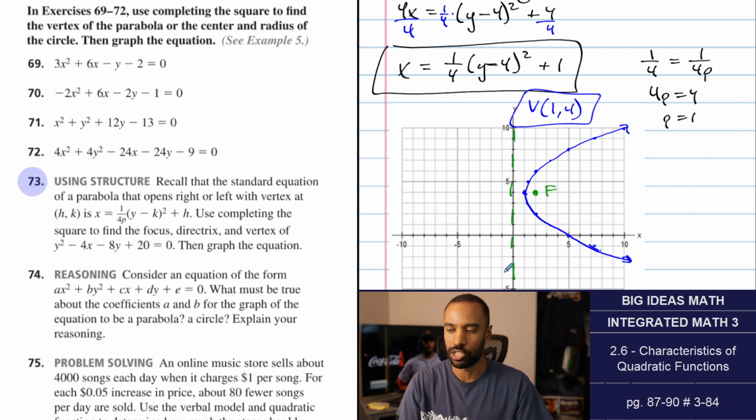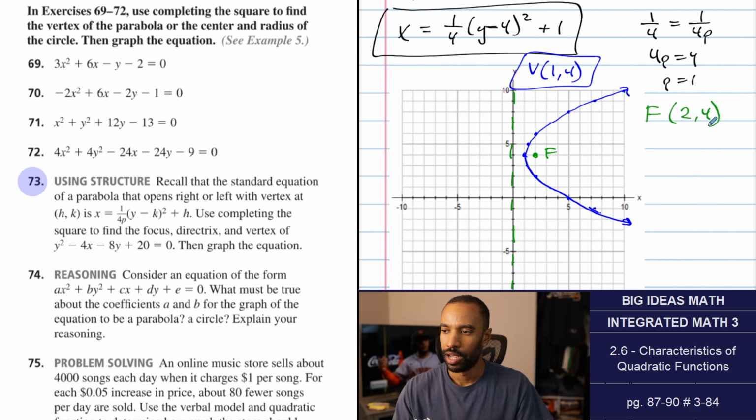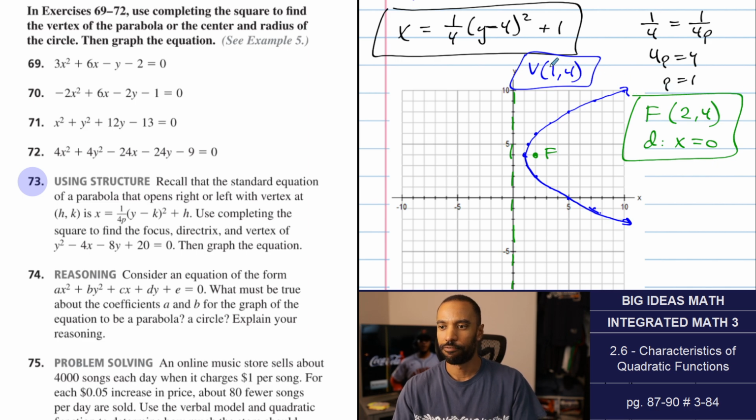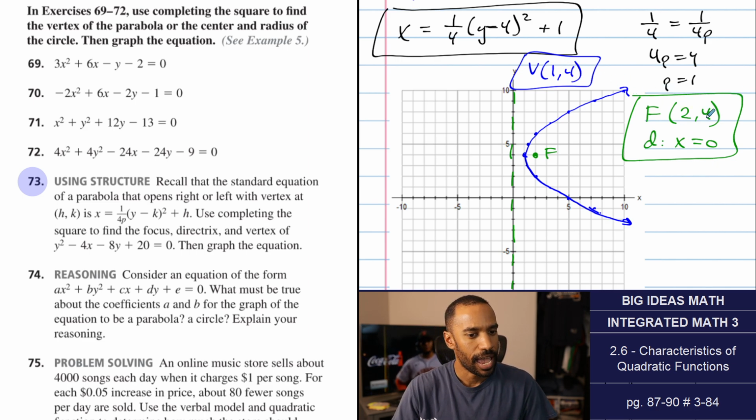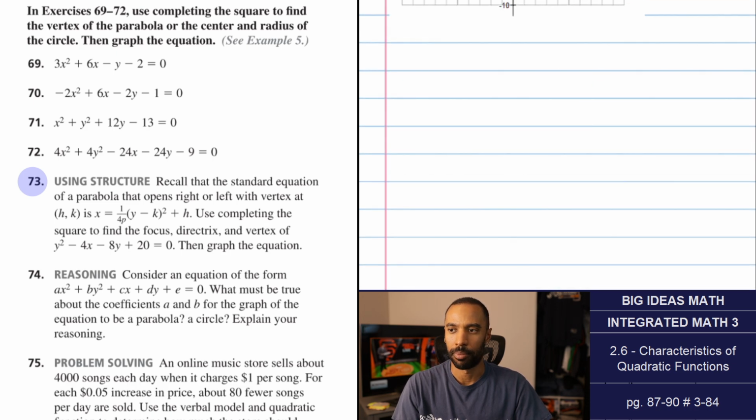Again, I'm not going to really reteach those right now, I'm just bringing those up. So the focus is at (2, 4), and the directrix is at x equals 0. So there's the vertex, focus, and directrix. We needed to find those and graph the equation. Boom, there they are. All right, let's go to number 74.